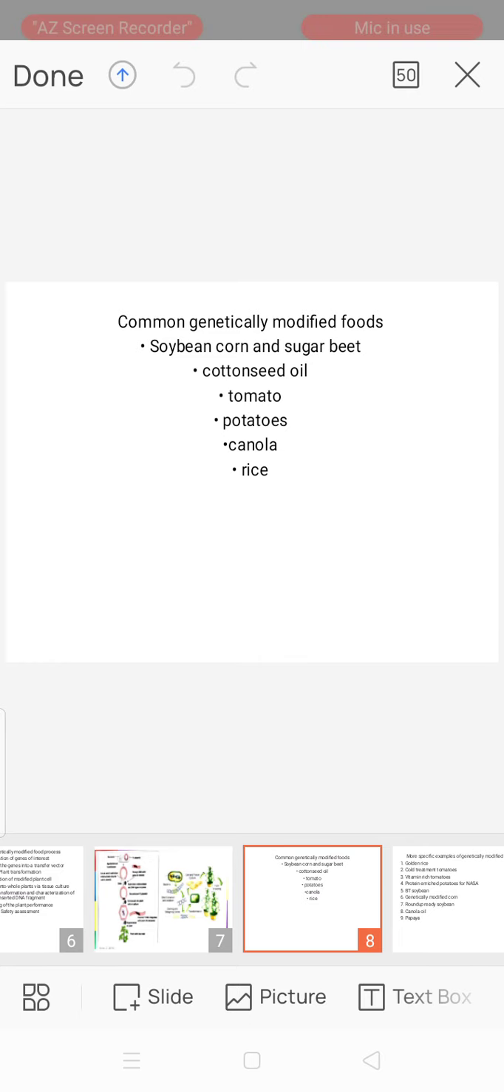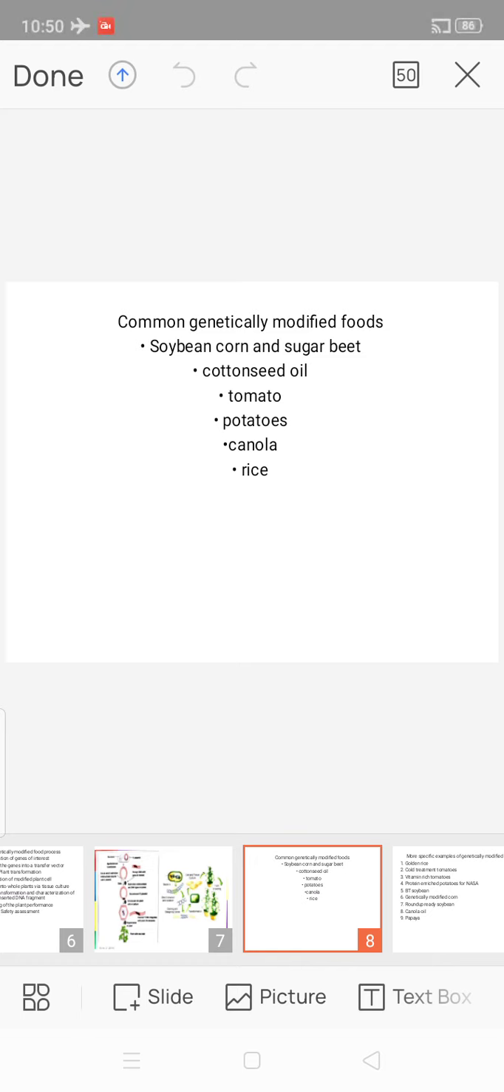And third one is tomato. This is by removing the gene that codes for polygalacturonase, responsible for softening of fruits after harvesting. The fourth one is potatoes. Amylopectin rich variety by switching off GBSS, that is granule bound starch synthase gene, responsible for amylose production.